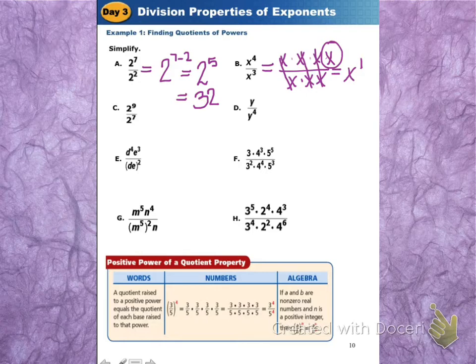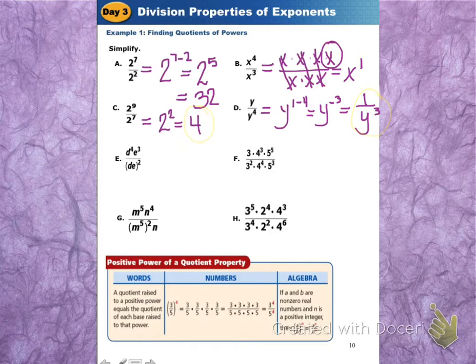So I'd like you to pause the video and try examples C and D independently. Okay, so let's check our answers for C and D. For C, our final answer should be 2 squared, which equals 4.